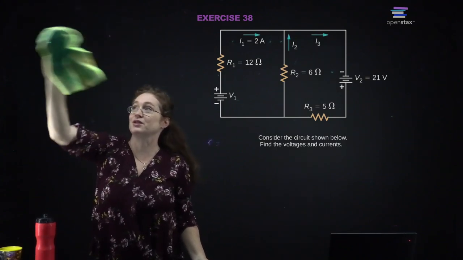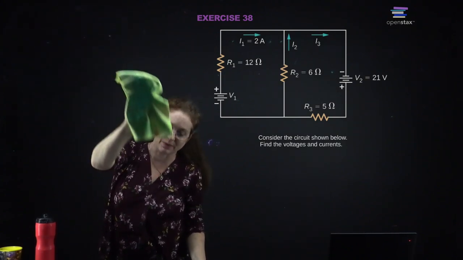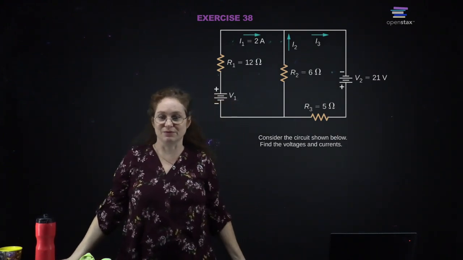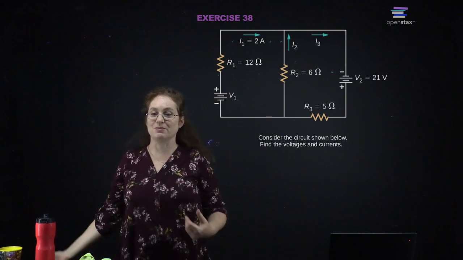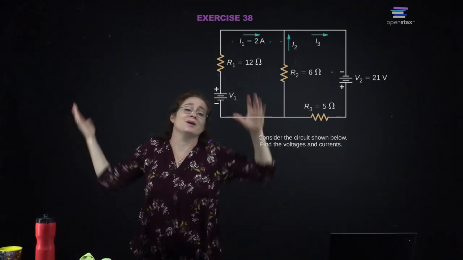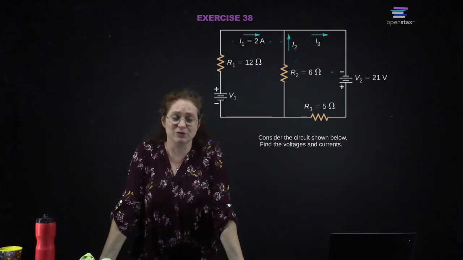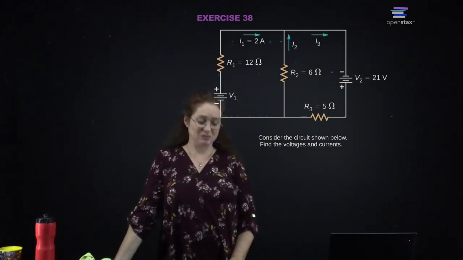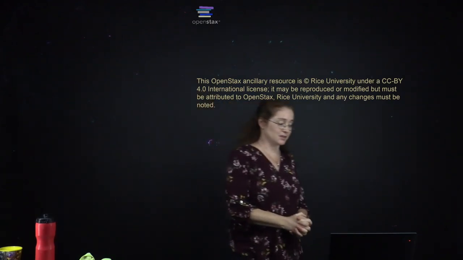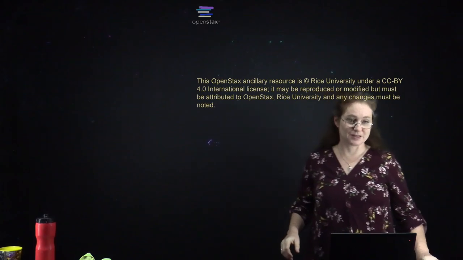All right, and that's actually another reason it's a hard topic to have problems on, is because there's multiple different ways that you could set this up. So I can't just say, well, set it up, but don't solve it, because you can do any different number of loops and junctions. All right, and with that, we're going to go ahead and end this chapter and see you for the next one.